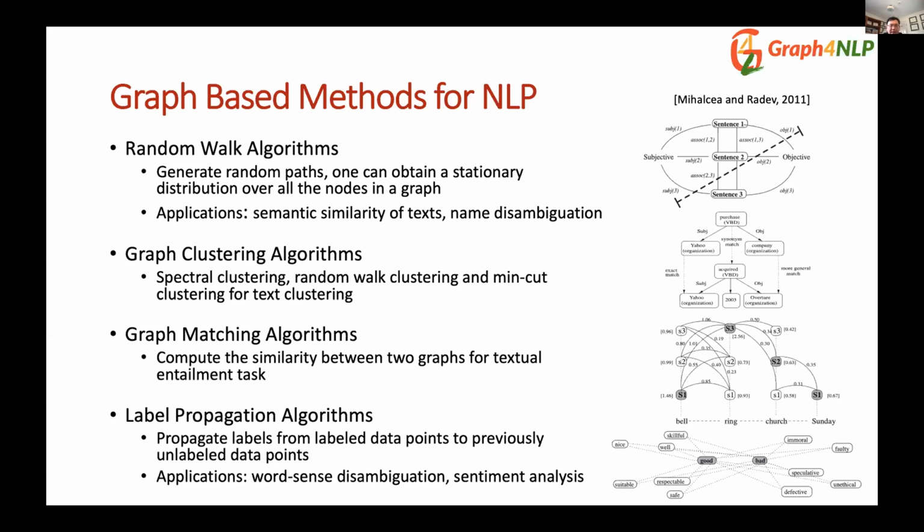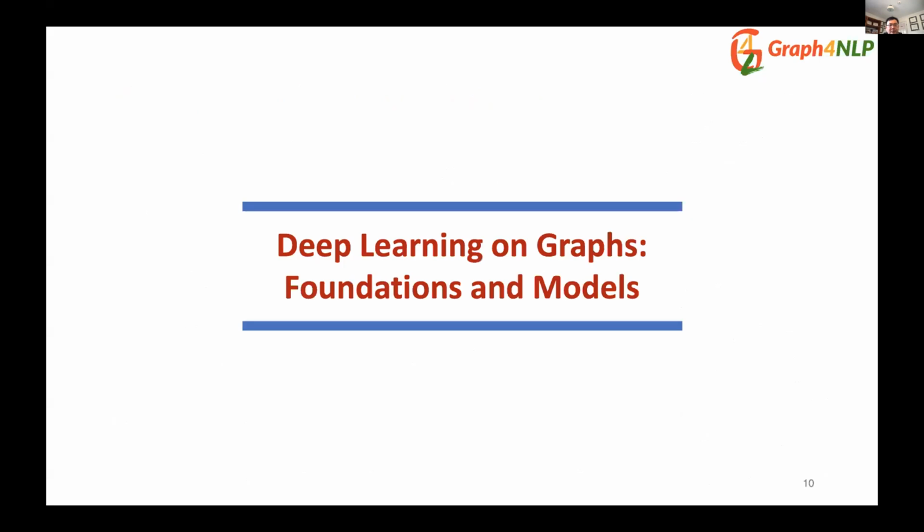And people are also using a label propagation algorithm to learn labels through propagation from the labeled data to the unlabeled data, and then do a sentiment analysis task. So with all this background, nowadays we all know that deep learning has shown great power, right?